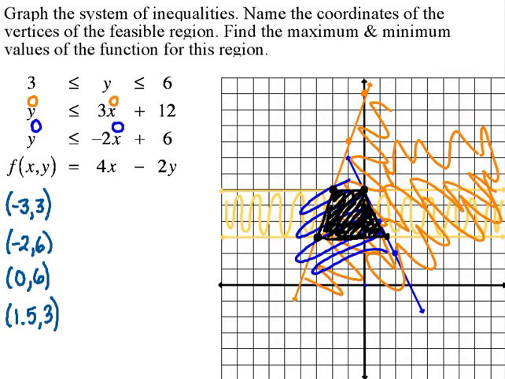When you've written those 4 down, now we're going to utilize this equation right here. I'm going to plug each of those points into that equation and then evaluate those numbers. So let's first start with the first one, -3, 3. So I'm going to take 4 times -3 minus 2 times 3. What does that come out to be?